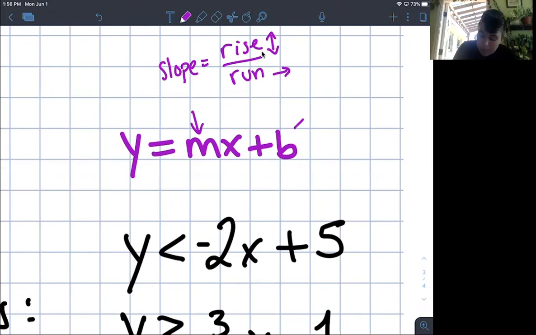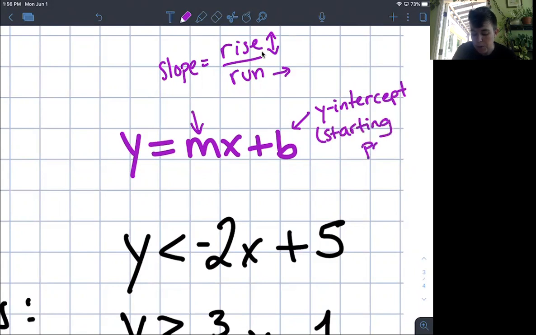The b represents the y-intercept. So that is where we are starting on the y-axis. Some people also call that the starting point or start value, right? So that's the point on the y-axis when x is equal to 0, on that line where we are starting our line.